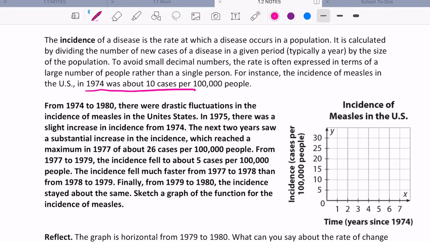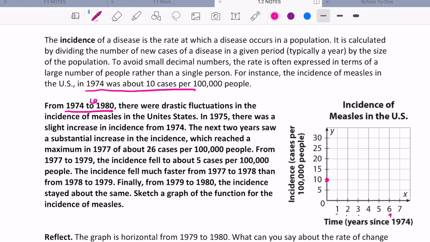So if you look at your graph, this is based on time since 1974. So one would be 1975, 76, 77, and so on. And then we have the cases per 100,000 people, okay? So we are sketching a graph that ranges from 74 to 80. That's a span of 6 years. So we know we're going to end somewhere on 6, right? That's going to be our terminating point when x is 6. Our starting point, we already said in 1974, so at 0, we had 10 cases.